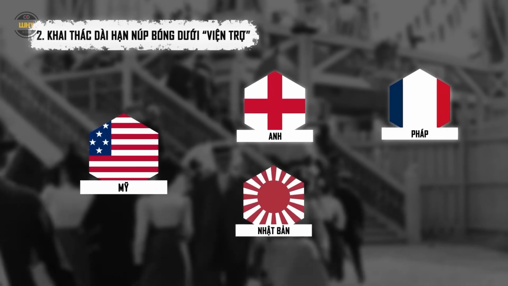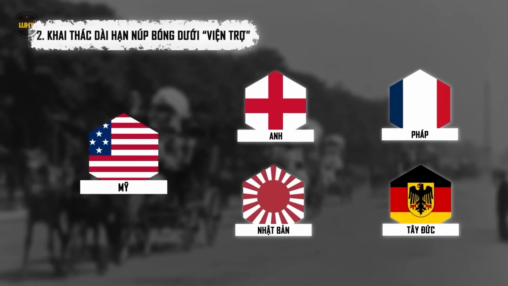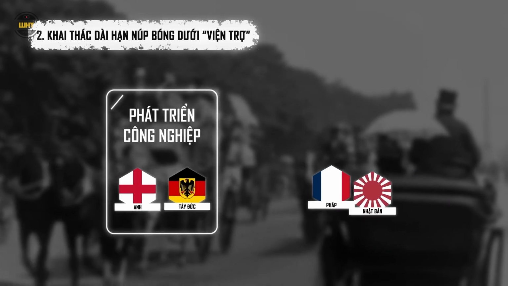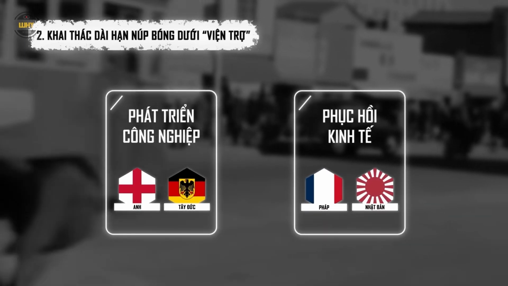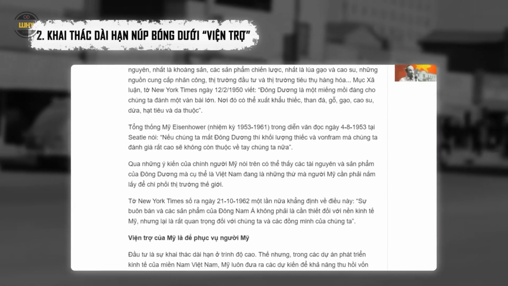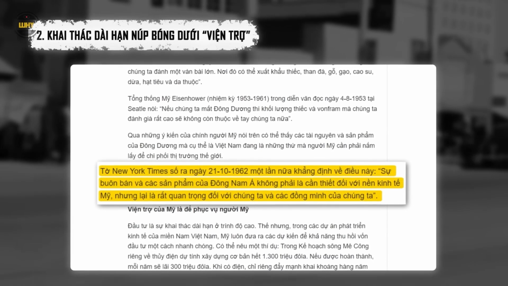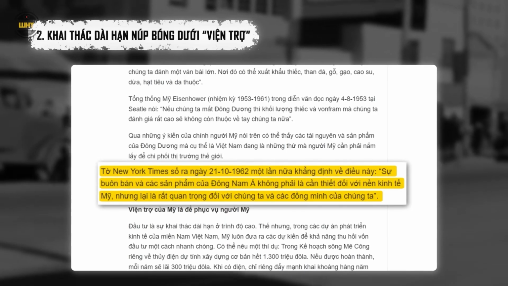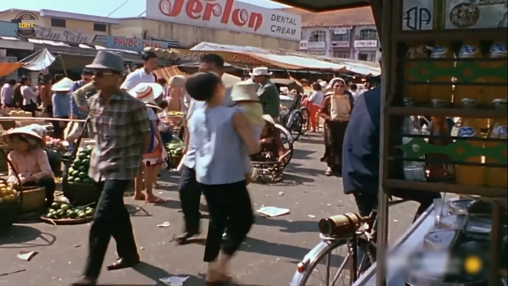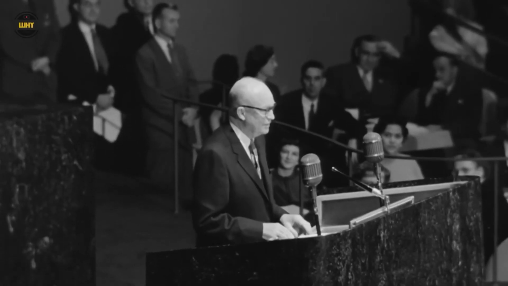But the US didn't keep all these mineral resources for itself. It also supplied these commodities to the industries and consumers of important allied countries like Britain, France, Japan, and West Germany. Each country had different needs. While Britain and Germany needed these resources for industrial development, France and Japan needed them for post-war economic reconstruction. Therefore, the New York Times, in its issue, further affirmed that trade in products from Southeast Asia were not essential to the US, but were very important to us and our allies.